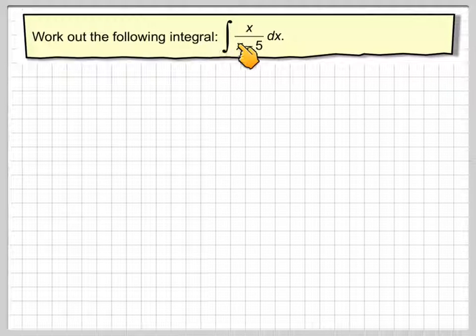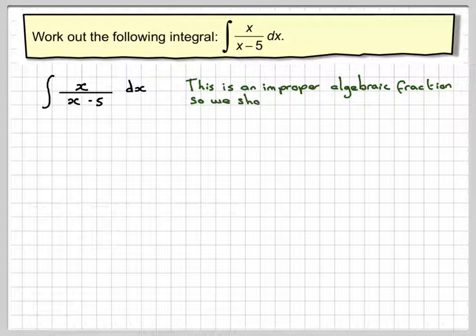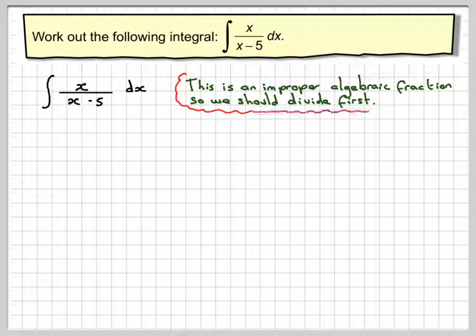Work out the following integrals. So the integral of x divided by x minus 5 dx. And the problem with this, because the x and the x here are the same power, is that what we've got here is an improper algebraic fraction. So we have to divide first.